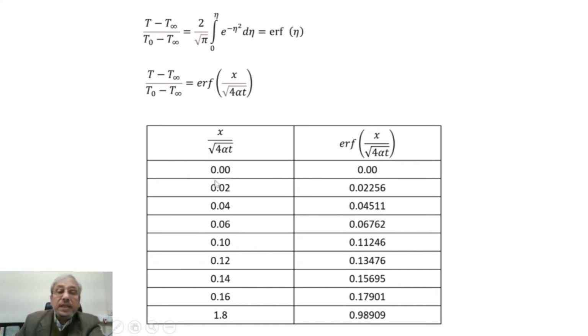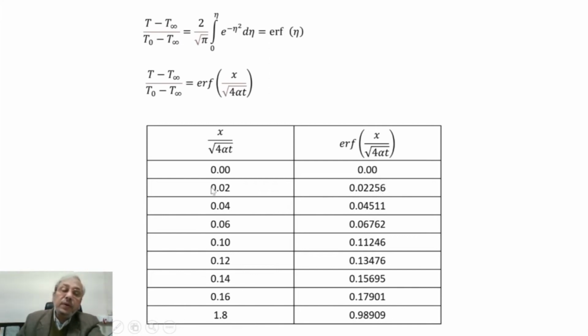We can see, we vary it from 0 to 0.02, 0.04, 0.06, 0.1, 0.12, this way up to 1.8. I have not written all the values of the argument of the error function after 0.16. It will be 0.18, 0.2, etc. We'll calculate it up to 1.8, and then we'll get the values.